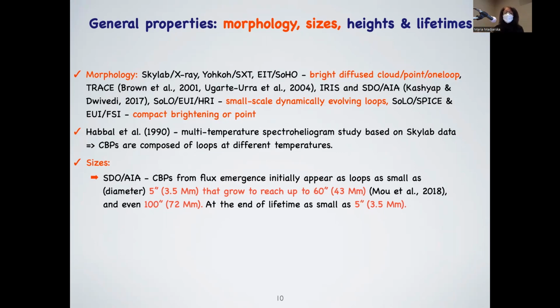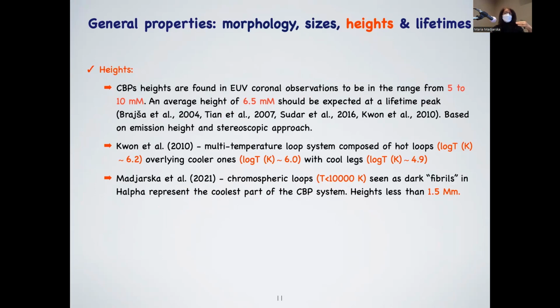They are not in active regions, and they have a very long lifetime. Typically, at the end of the lifetime of these small-scale loops, when the flux converges and cancels and disappears, we can see again some very small loops of 3.5 megameters. As I said, these loops, found with the coronal loops, reach up to 10 megameters in height, but they have an average height of about 6.5 megameters.